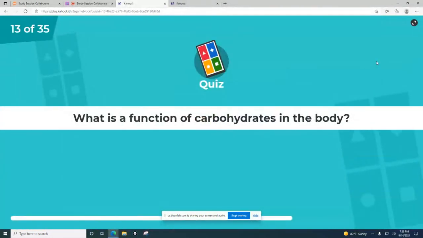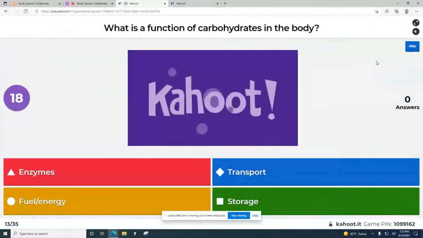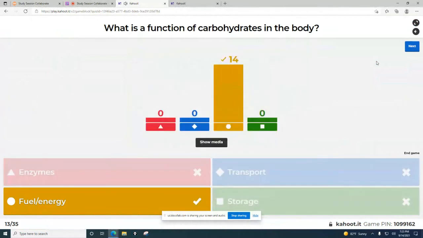All right, what is the function of carbohydrates in the body? This is an in-class assignment. Very good. So carbohydrates are your fuel or your energy for the cell. And I think in a couple of units we'll talk about cellular respiration and exactly how carbohydrates are broken down to fuel the cell. Very good.